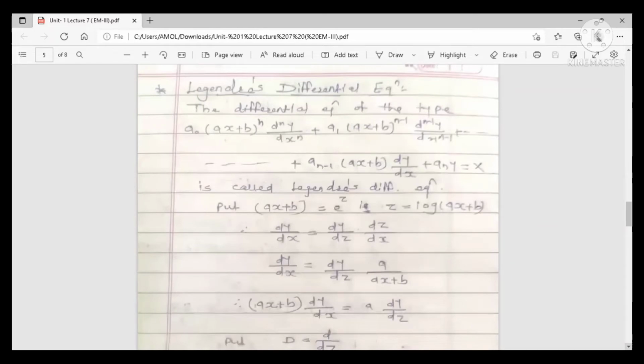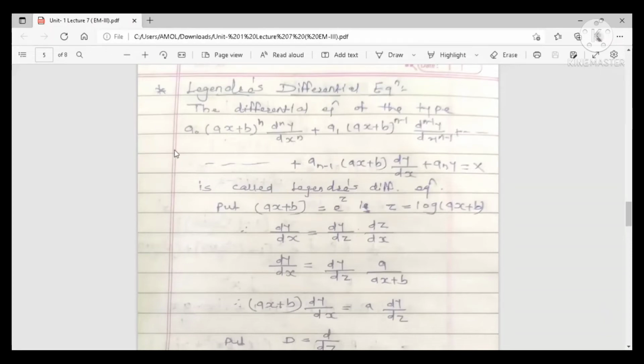The next equation which is reducible to LDE is Legendre's differential equation. We can reduce this equation to LDE. Now, how to reduce it? First, see what is Legendre's equation. The differential equation of the type a naught into (ax plus b) to the power n into dny by dx raised to n, plus a1 into (ax plus b) to the power n minus 1 into dn minus 1 y by dx raised to n minus 1, plus up to any equal to X, is called Legendre's differential equation.